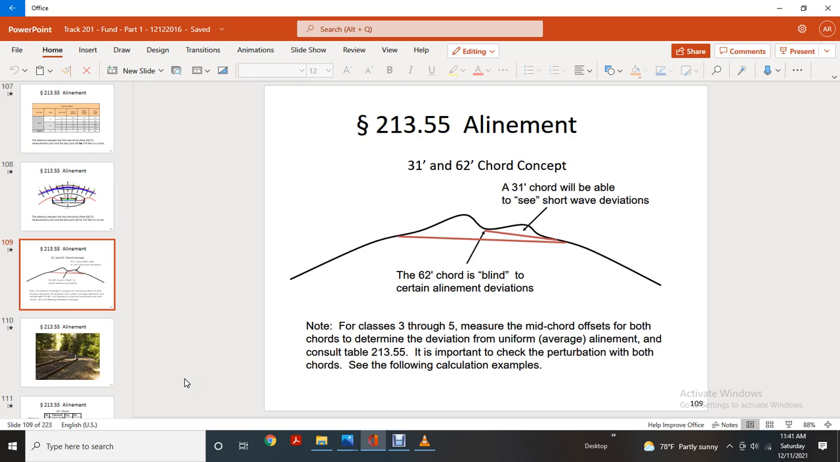The 31-foot chord will be able to see short-wave deviations. The 62-foot chord blinds certain alignment deviations. For Classes 3 through 5, the mid-chord offset measurement of both of the chords is used to determine the deviation from uniform or average alignment, using the table in 213.55. This is important due to the perturbation and movement of the chords, and a calculation example shows the alignment.